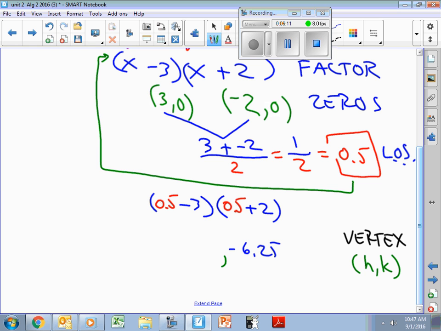So whatever the line of symmetry has to be written as an equation. So it's y equals 0.5? Actually, x equals 0.5. Oh, yeah. All right.